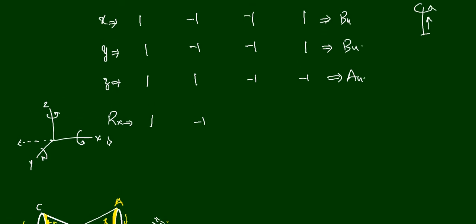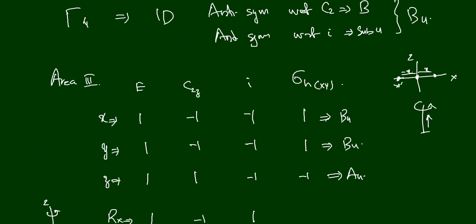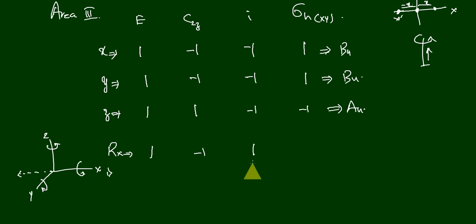So we can give 1 here. Okay, for inversion we can give 1 here because direction is not changing. And what about sigma h? Sigma h is xy. xy ആണ് sigma h പ്ലെയിൻ എന്ന് പറയുന്നത്.